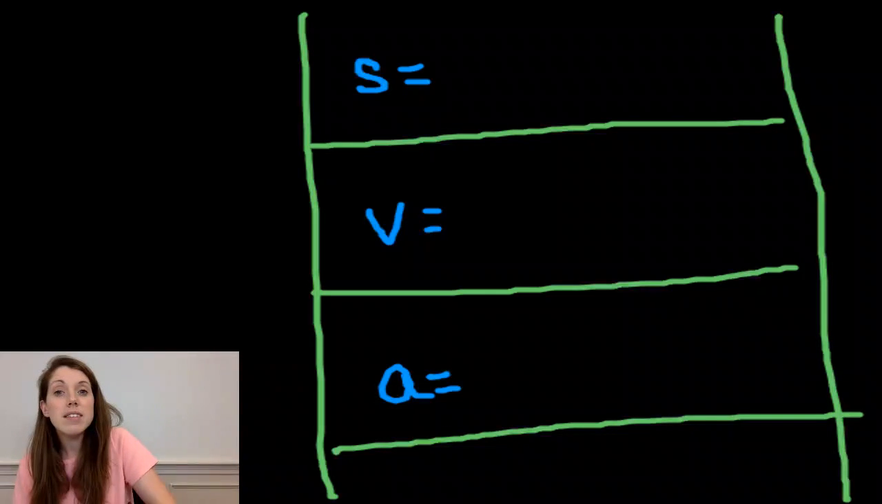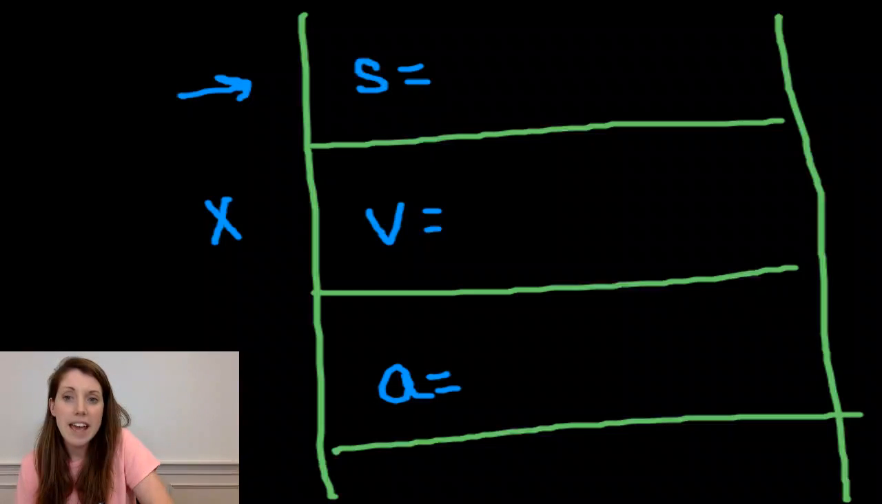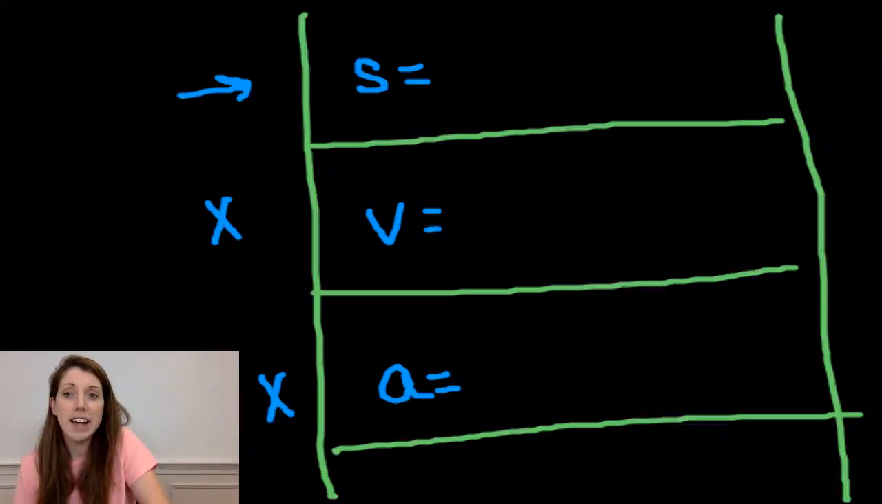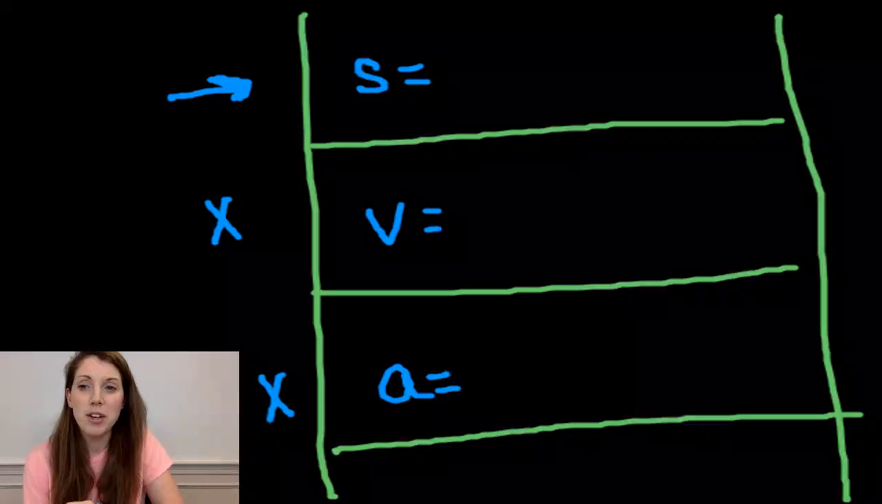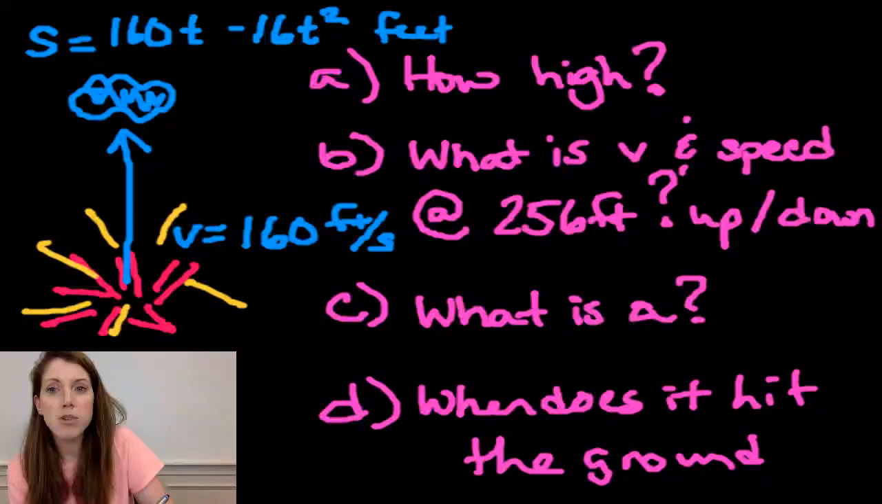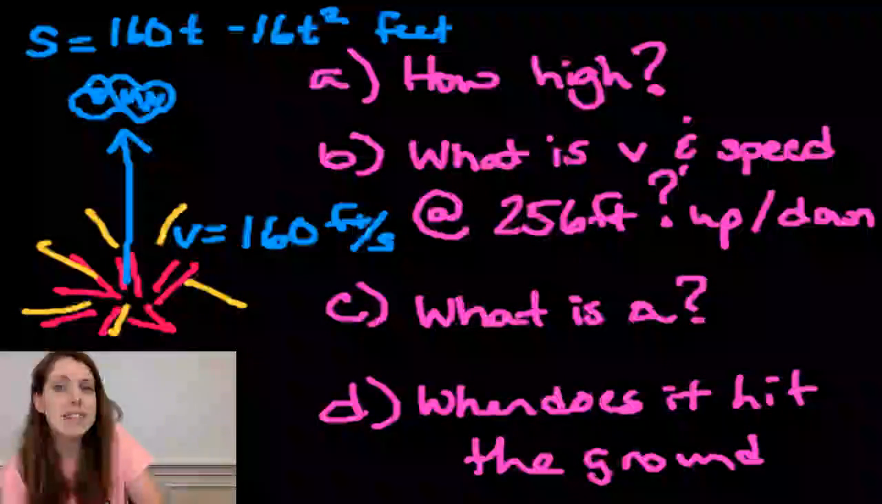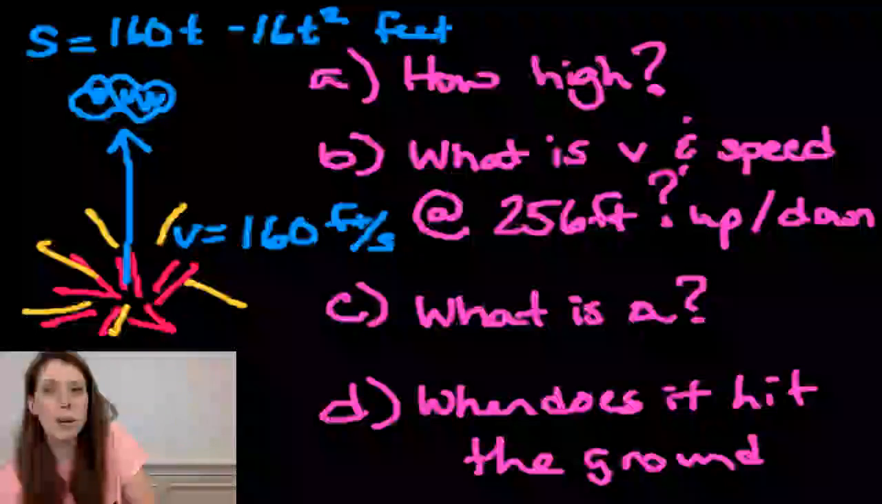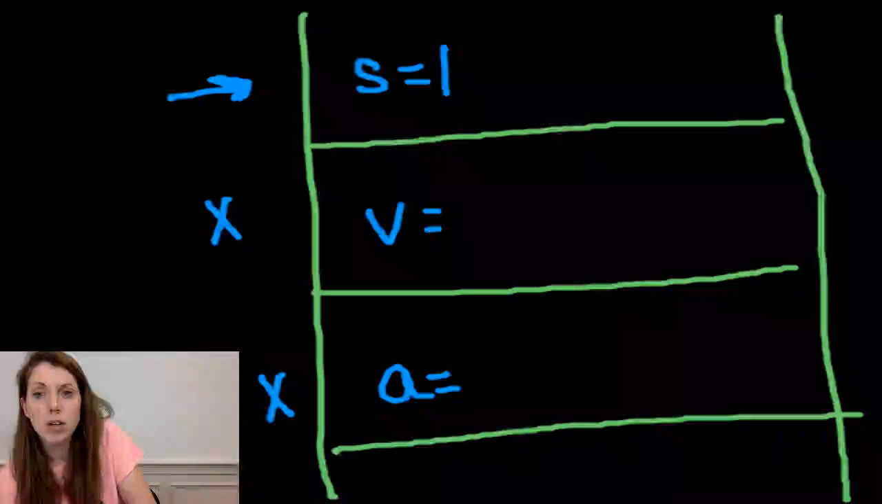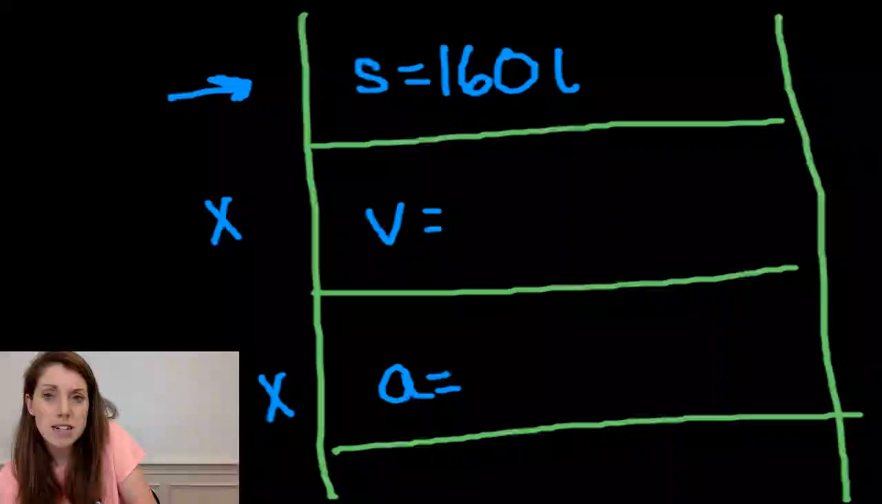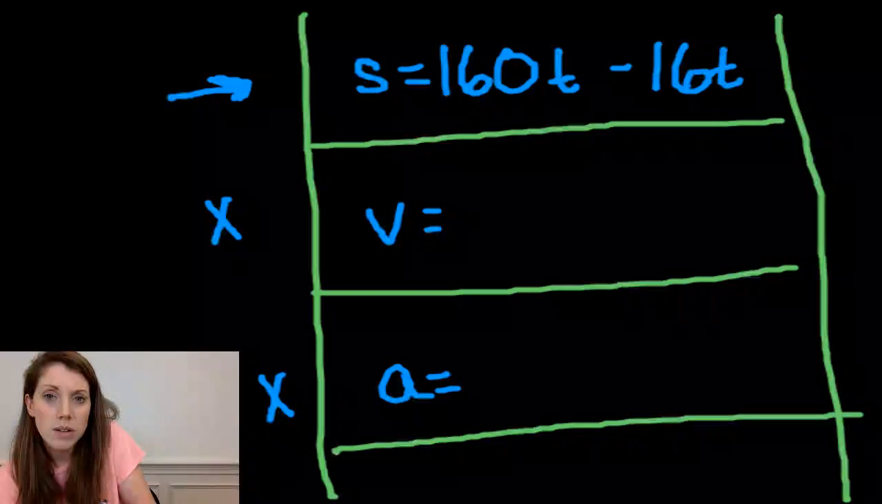Okay, so S we know, V we don't know, and A we don't know. The obvious starting point is, let's start with S. Going back to our question, we see that the equation for S is 160t minus 16t squared. And we're just going to copy that right here. 160t minus 16t squared.